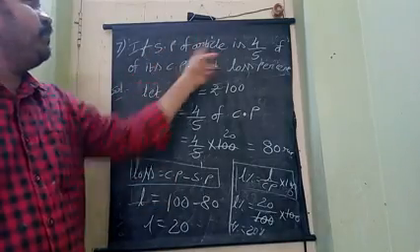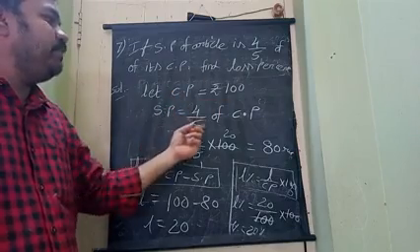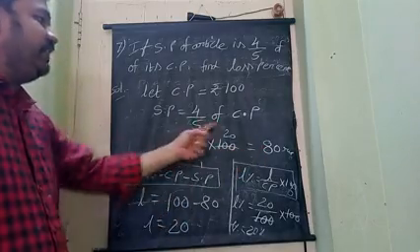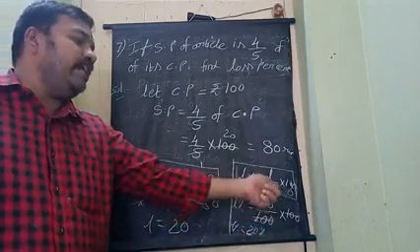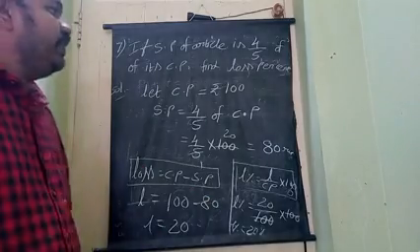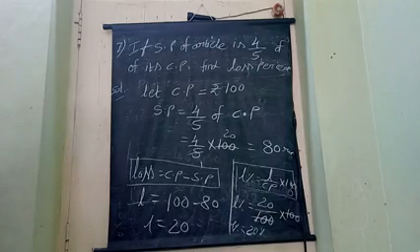Once again, see this sum. Selling price of the article is 4 by 5 of its CP. So take the cost price as 100, then selling price will become 4 by 5 of 100. 4 by 5 into 100, cancellation, 4 20s are 80. Now the loss is 20 rupees. Loss percentage is L by CP into 100. Loss is 20 into 100, cancellation, 20%.